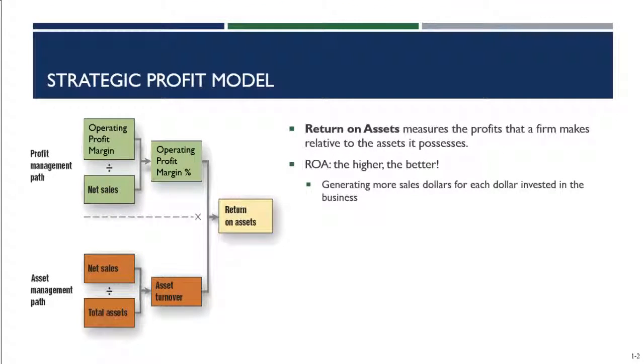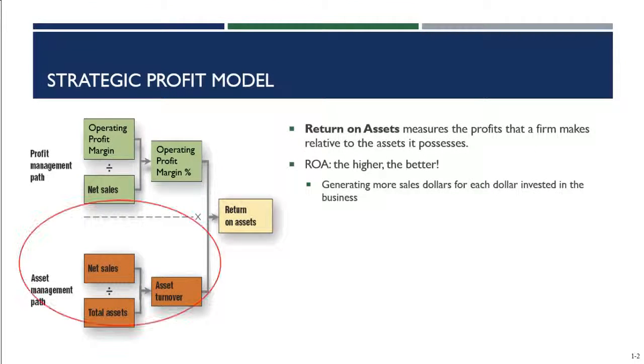So both arms, both paths, are very important. But oftentimes retailers do focus on one or the other. So that's what we're going to walk through today: an example of the activities that fall within each path, the profit management path and the asset management path. And we'll discuss how a high ROA can be achieved through various combinations of activities through the strategic profit model.